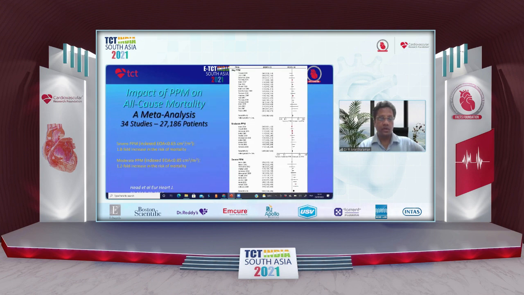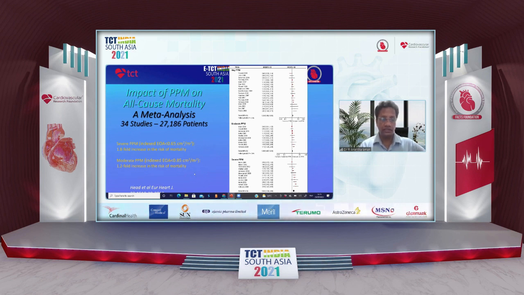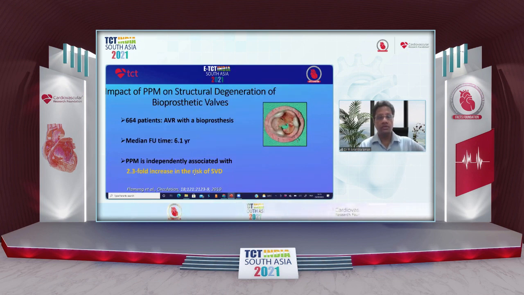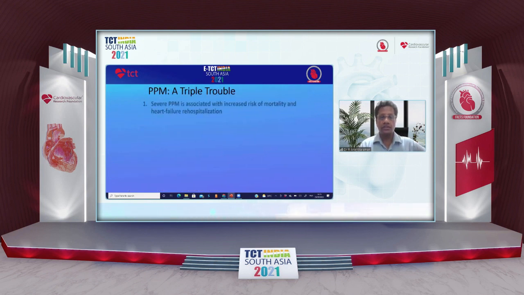So it does affect the mortality. The multivariate analysis has shown that there's a 1.8-fold increase in mortality if there is a severe patient prosthesis mismatch, and a 1.2-fold increase if there is a moderate patient prosthesis mismatch. It also affects the structural valve degeneration over a period of time, about 2.3 fold. So it's a triple trouble.